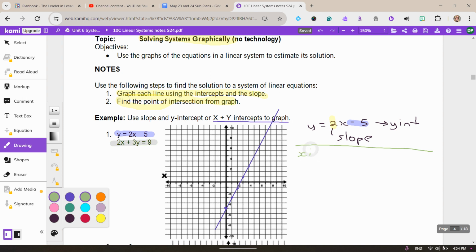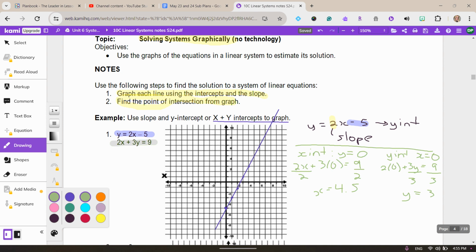Remember to find your x intercept, you're going to set y equal to 0. And to find your y-intercept, you're going to set x equal to 0. So for y equal to 0, we have 2 times x plus 3 times 0 equals 9. Okay, so the 3 times the 0 disappears, and we're going to divide both sides by 2, and we get x equals 4.5. For the y-intercept, set x equal to 0, we will have 2 times 0 plus 3 times y equals 9. We'll divide both sides by 3 and get y equals 3.